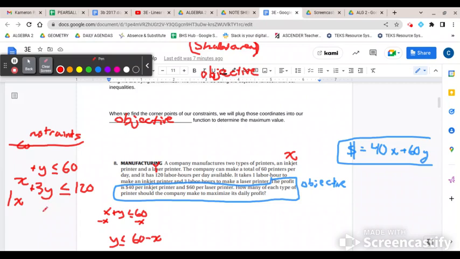Our next equation, 1x plus 3y is less than or equal to 120. Again, let's get the y by itself, so we'll minus x and minus x. And then we'll divide everything by 3. So we minus x over here, cancel that out, divide by 3, divide by 3. So y is less than or equal to 120 minus x, all over 3.